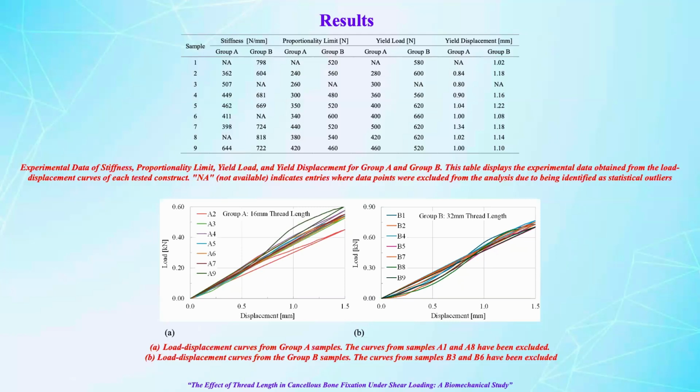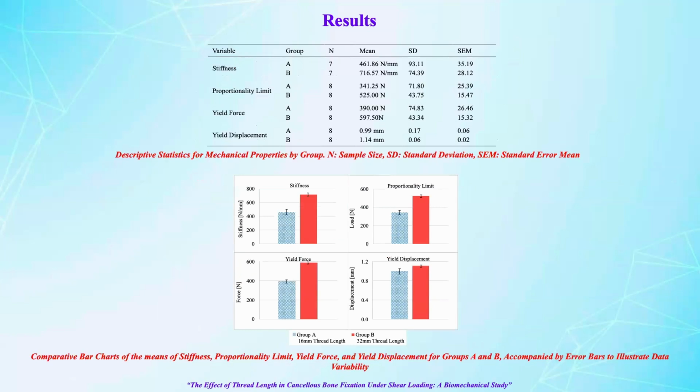This table displays the experimental data obtained from the load displacement curves of each tested construct, while the load displacement curves from group A samples and group B samples are presented in the graphs below. The statistical data for the mechanical properties of the two groups are presented in this table, while the following graph presents comparative bar charts of the mean values of the properties under study.